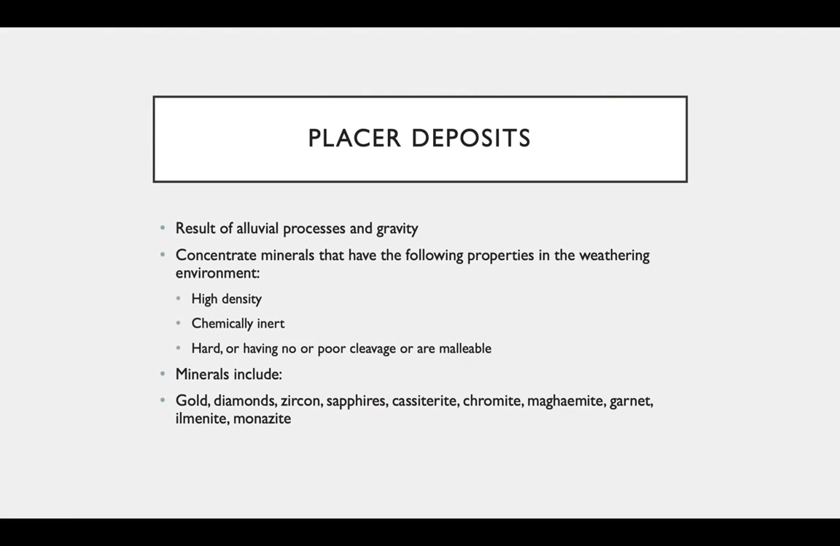Okay, the final thing will be placer deposits. So these are just the result of alluvial processes that might concentrate high density and chemically inert or hard minerals. And nature is doing the work and depositing them in special locations where it's actually not too hard to extract. So commonly gold, a very common case that people see, diamonds, zircon, sapphires, cassiterite, chromite. There's a huge list: ilmenite, monazite, and a lot of these can be used for industrial applications.